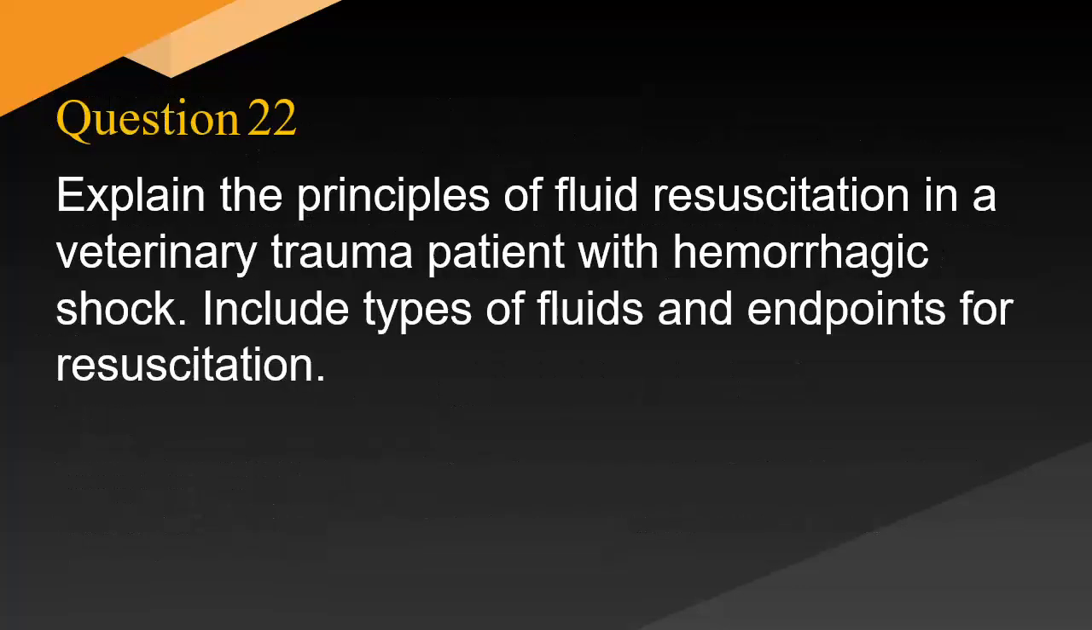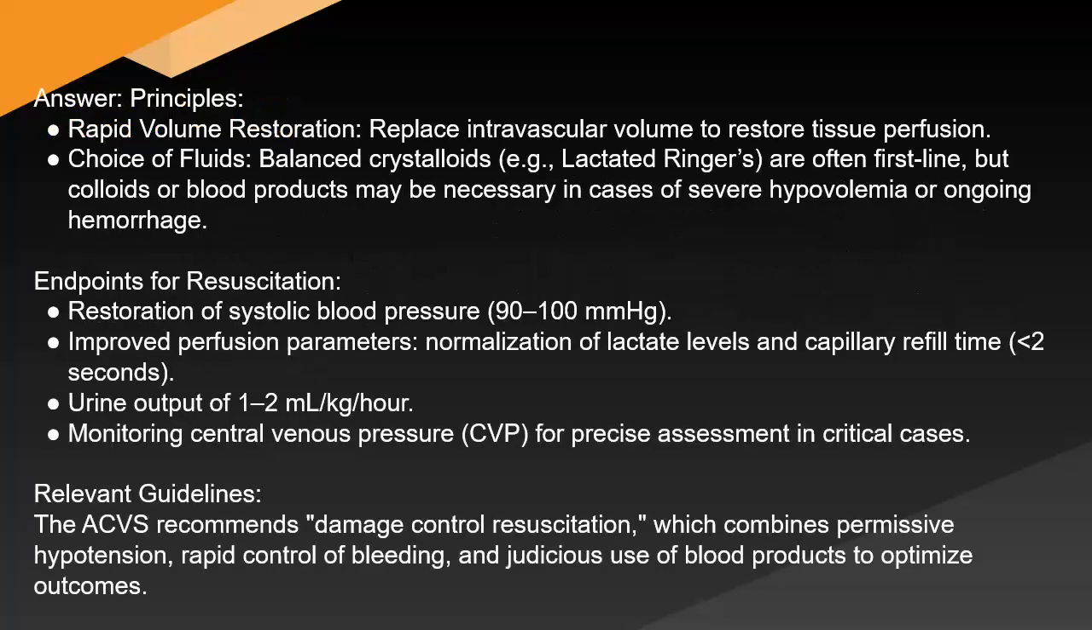Explain the principles of fluid resuscitation in a veterinary trauma patient with hemorrhagic shock. Include types of fluids and endpoints for resuscitation. Answer: principles: rapid volume restoration, replace intravascular volume to restore tissue perfusion. Choice of fluids: balanced crystalloids, e.g., lactated Ringer's, are often first line, but colloids or blood products may be necessary in cases of severe hypovolemia or ongoing hemorrhage.